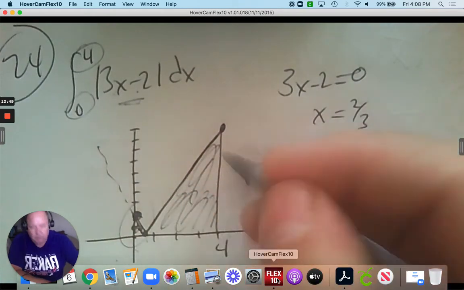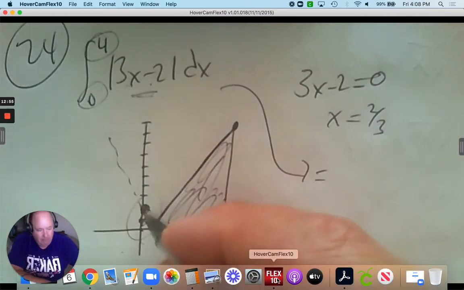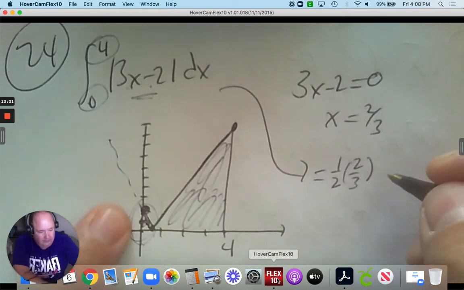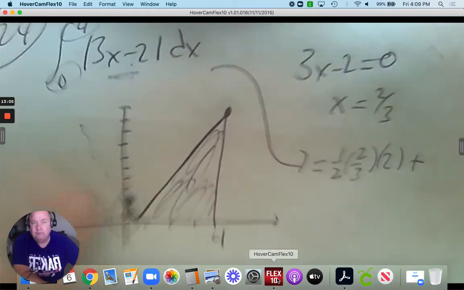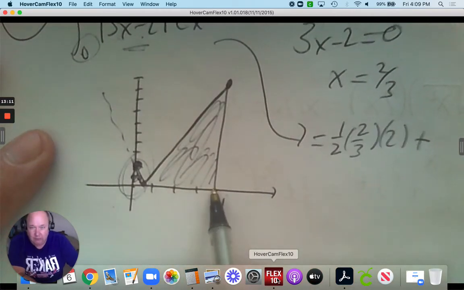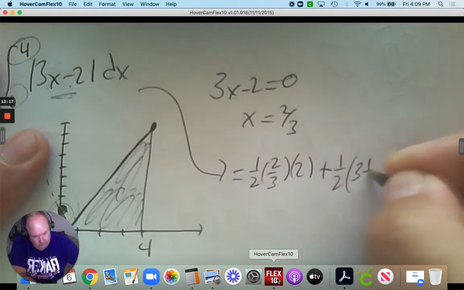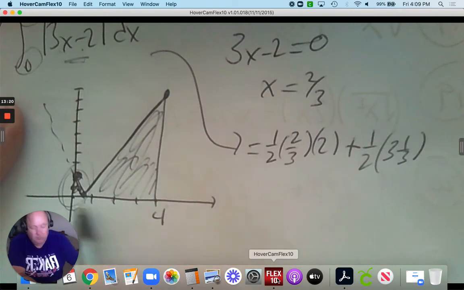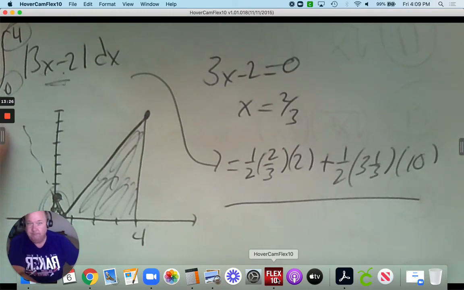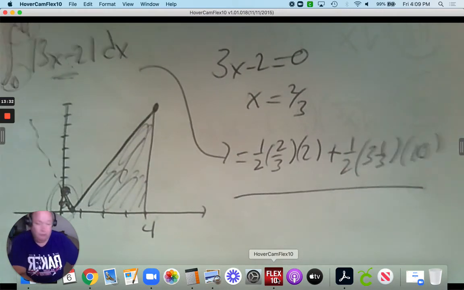Well, there are 2 triangles, both above the axes. So this answer then would be the first triangle, half. Now this base is 2/3. And the height, we said, was 2 plus. Now this one's a little tricky, but what's the base of the next one? It's 1, 2, 3, and 1/3. I'm okay with writing it that way. So it's 3 and 1/3, and then the height was 10. And I don't need to simplify it. That's the answer. That's using geometry, using triangles, an area of triangles from 0 to 4.